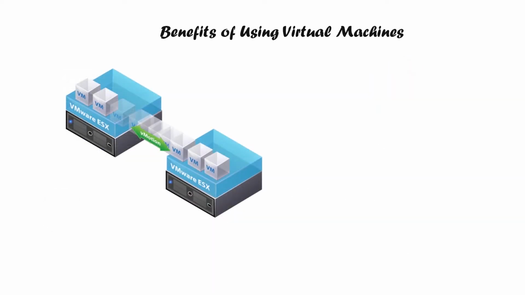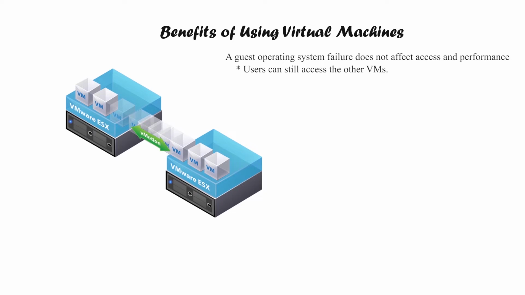As a result of VM isolation, if a guest operating system running in a VM fails, other VMs on the same host are unaffected and continue to run. A guest operating system failure does not affect access and performance. Users can still access the other VMs. The operational VMs can access the resources that they need. The other VMs can still perform.